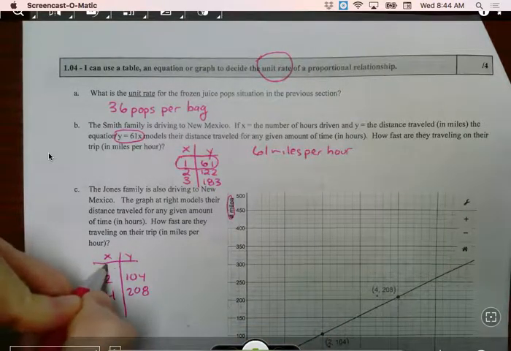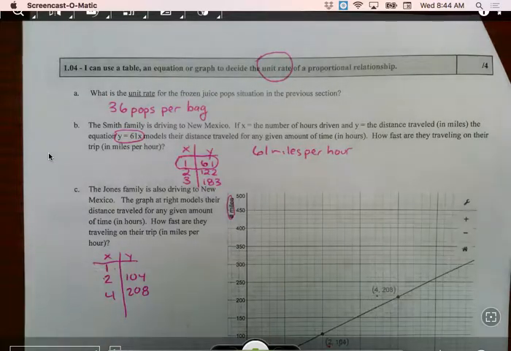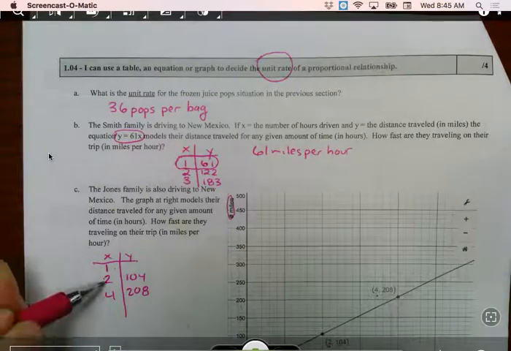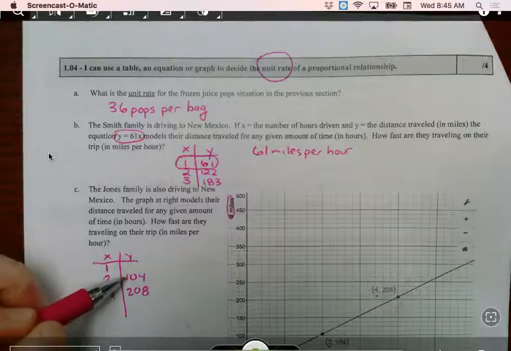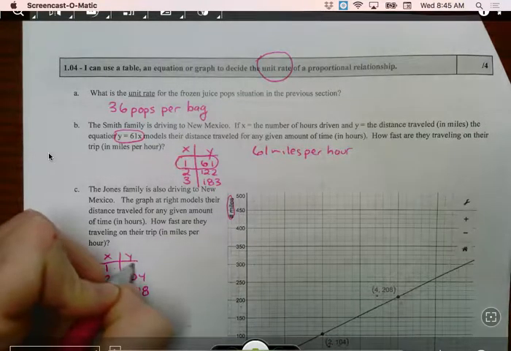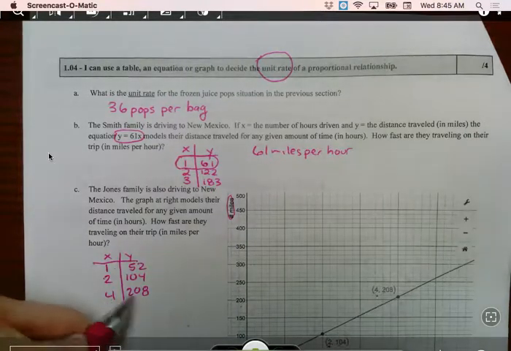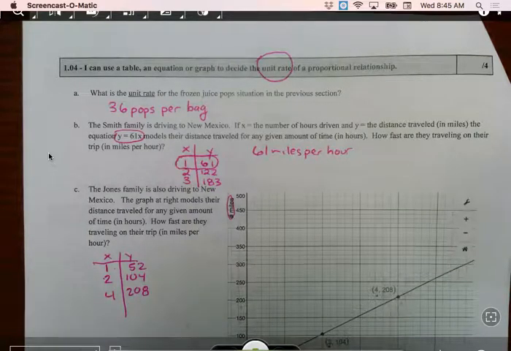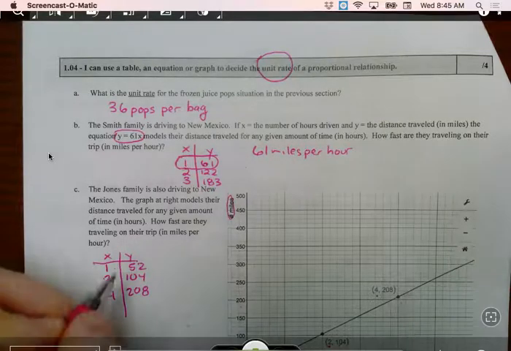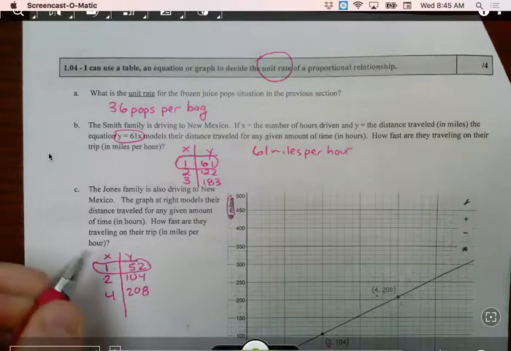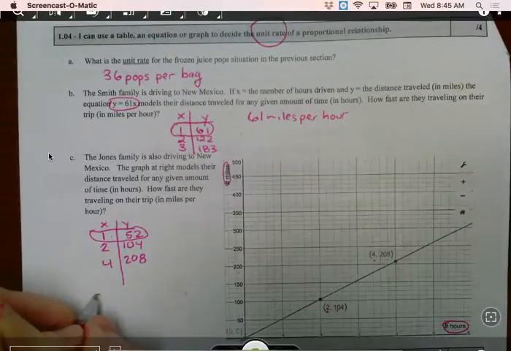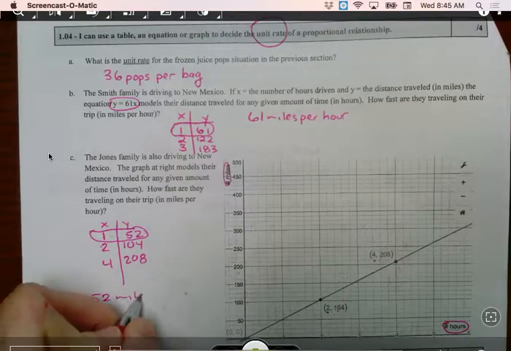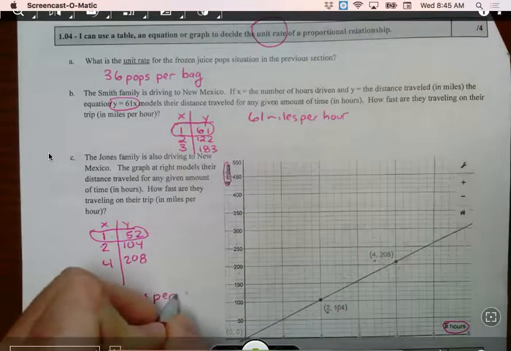So what we're looking for is in 1 hour. Well, if we divide 2 by 2, we get 1. So 104 divided by 2 is 52. The same thing should work out here. If I divide 208 by 4, I get 52. So here is my unit rate. My unit rate is 52 miles per hour.